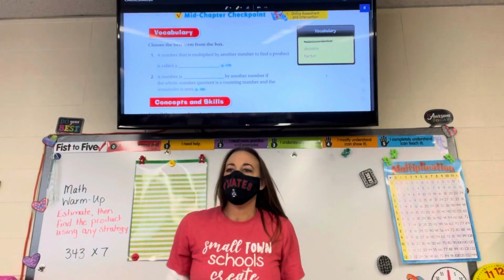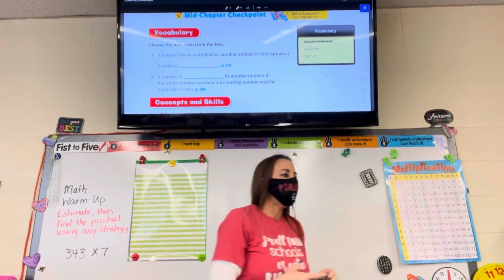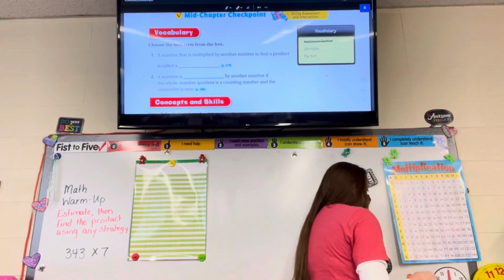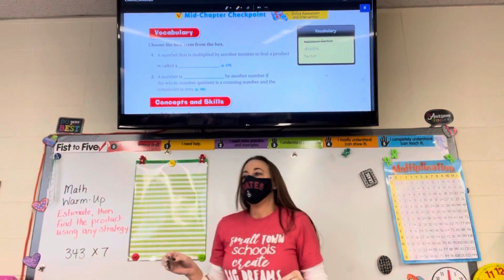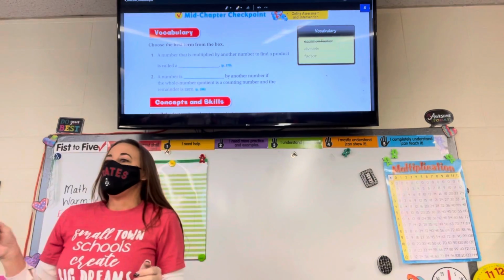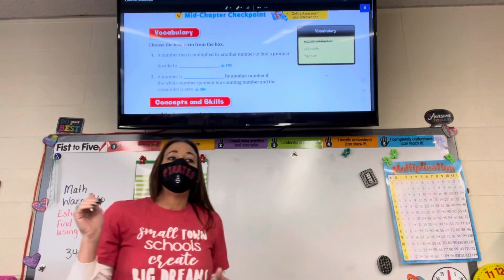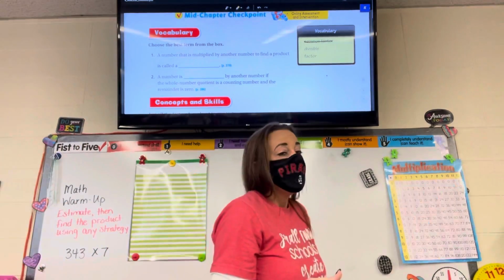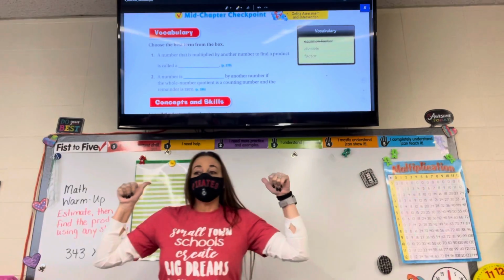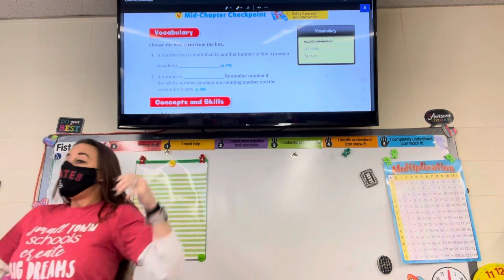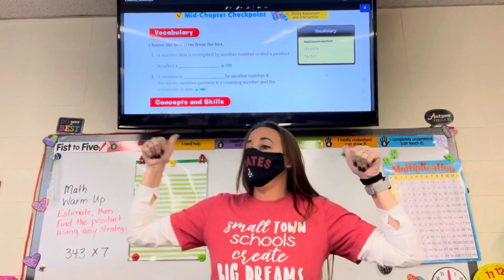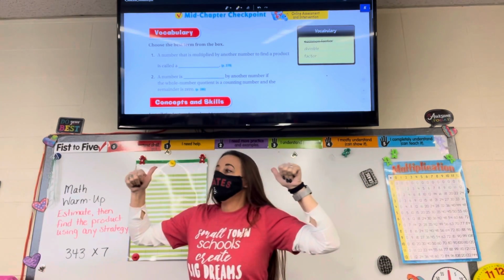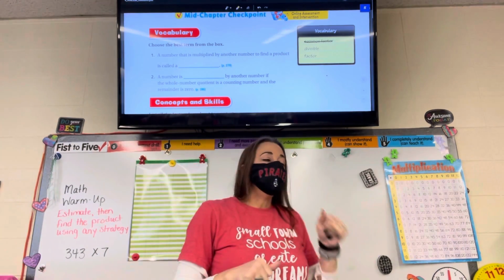Okay, so today we're doing mid-chapter checkpoint 5. The first thing that we have is the vocabulary. I have not given you the vocabulary yet for this chapter, so I'm going to pull up the pages that it tells you to refer to and basically give you the first two answers.